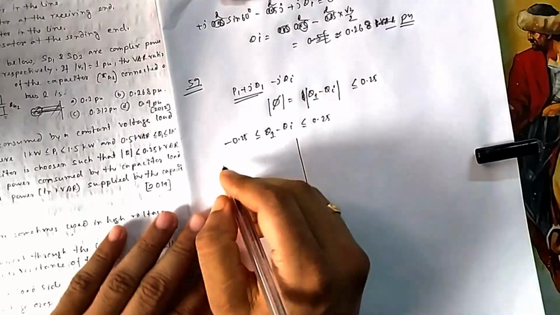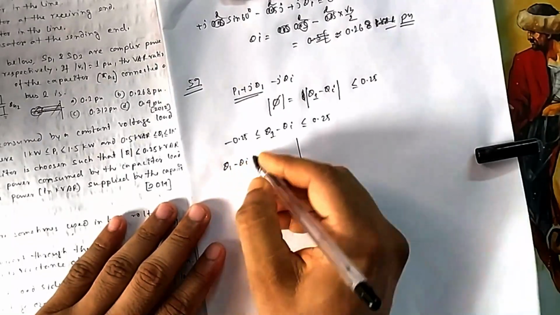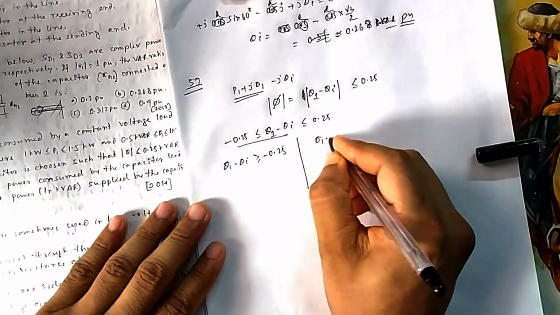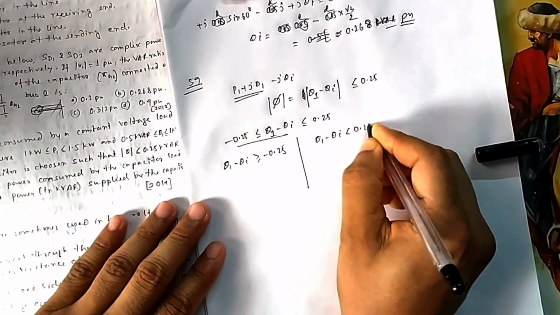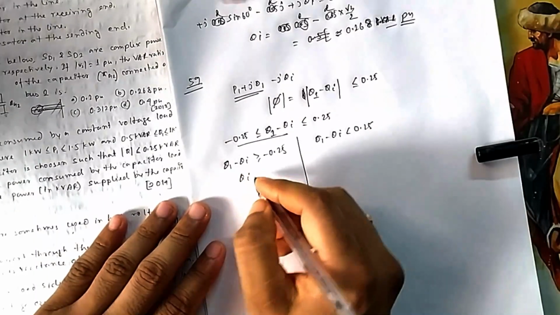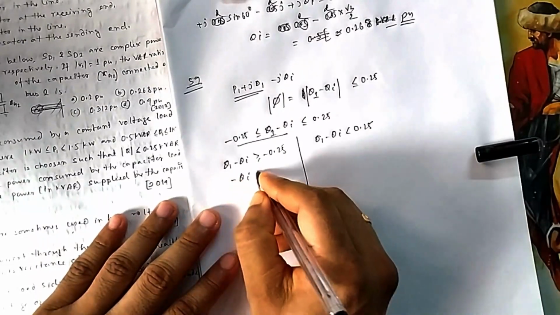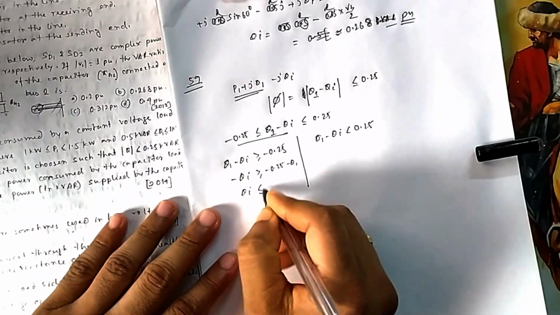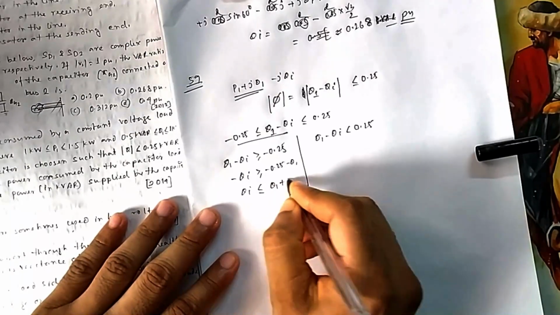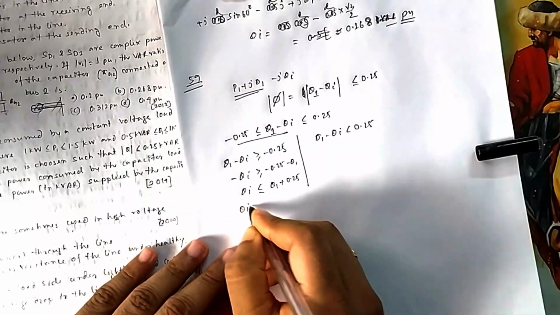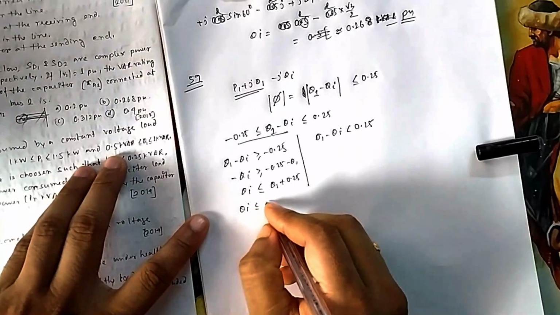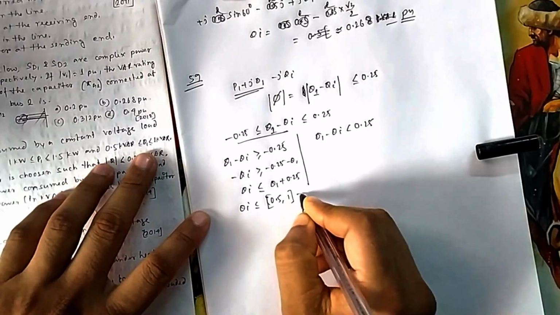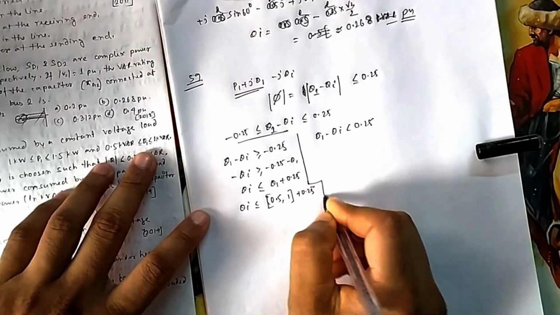So let me deal with them one by one. The first one is Q1 minus Qi should be greater than minus 0.25, and the second one is Q1 minus Qi should be less than 0.25. I need Qi, so minus Qi should be greater than minus 0.25 minus Q1. If you remove this minus, then the sign also changes, so Qi is less than Q1 plus 0.25. Now Q1 has a range: it can go between minus 0.5 to 1. So this is the range of Q1.